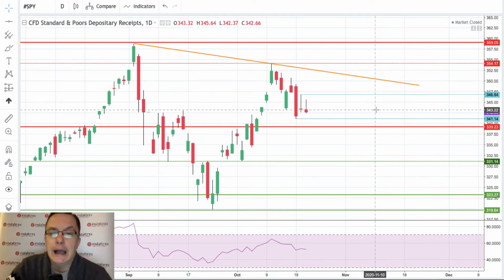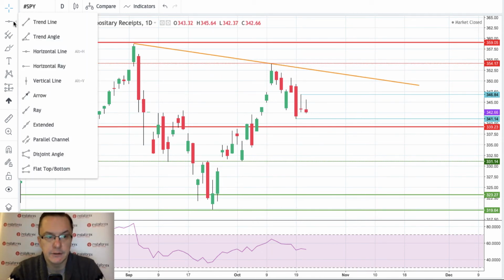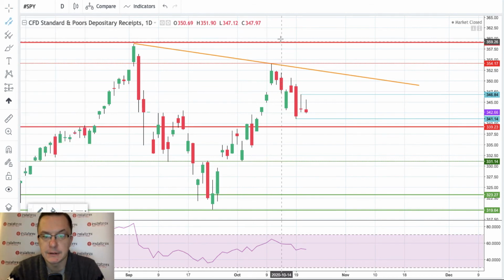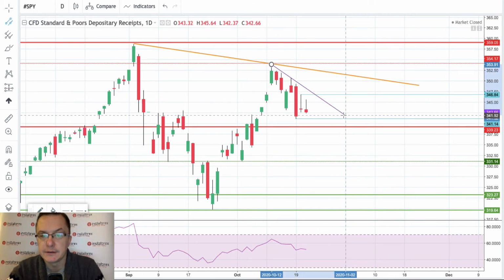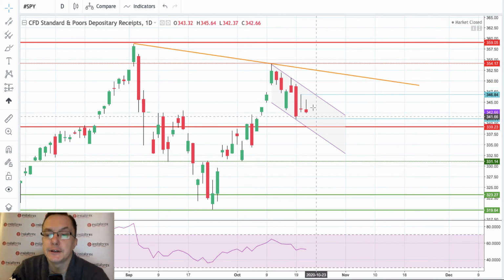There you go. Our new updated trend line. The market is still trading below it, and maybe we should make a channel here, a parallel channel, because it looks like, yes, there you go, the market might be following the channel as well. As you can see, almost there. So this is the channel here.